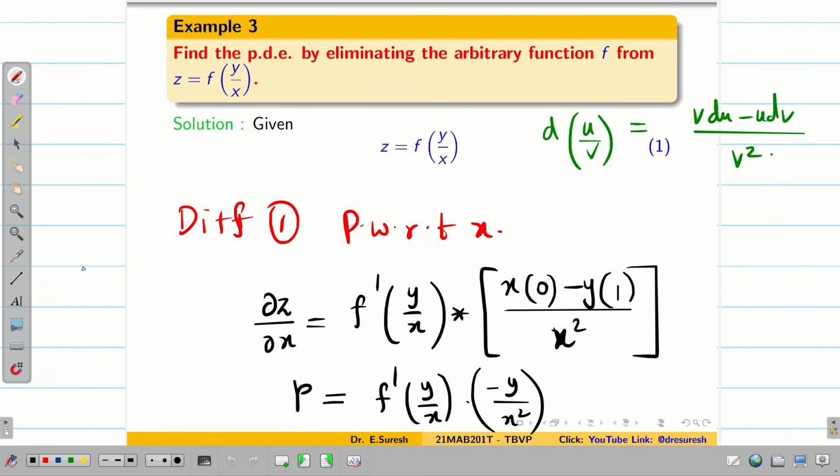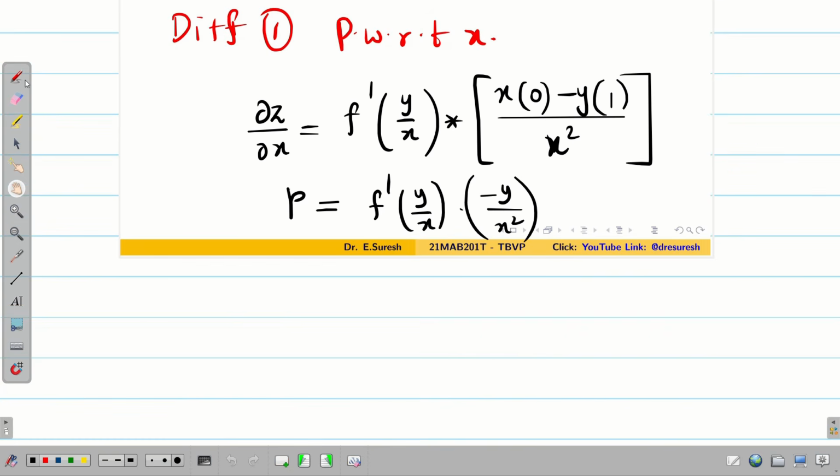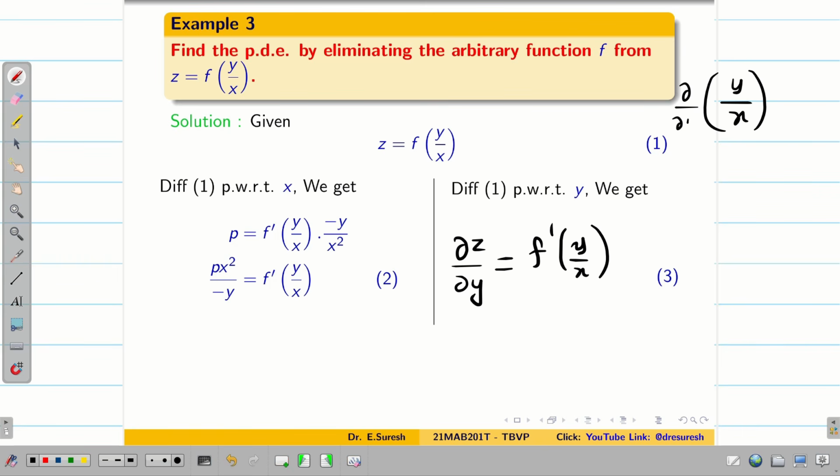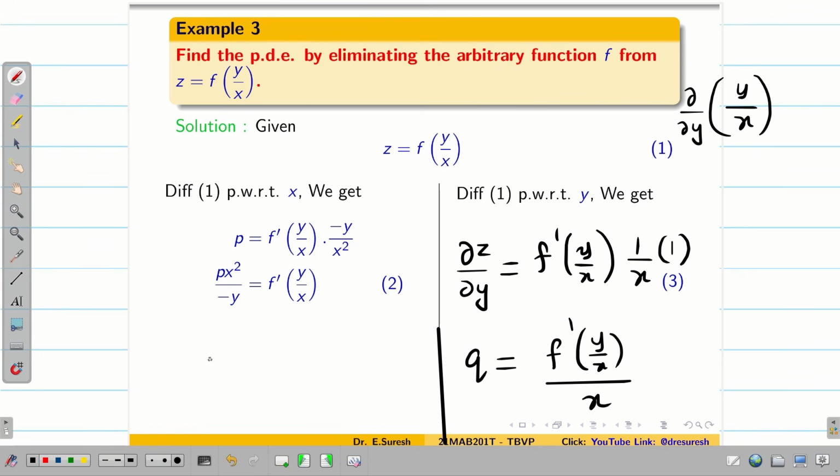square. My aim is to eliminate the function f. Therefore, px square divided by minus y is equal to f dash of y by x. Now we have to differentiate 1 partially with respect to y, and we have to find the relation like this. When I differentiate 1 partially with respect to y, we get dou z by dou y is equal to f dash of y by x. Now I have to differentiate y by x partially with respect to y. So 1 by x is constant and differentiation of y is 1. Therefore immediately we get q is equal to f dash of y by x divided by x. So we rewrite this as qx is equal to f dash of y by x.